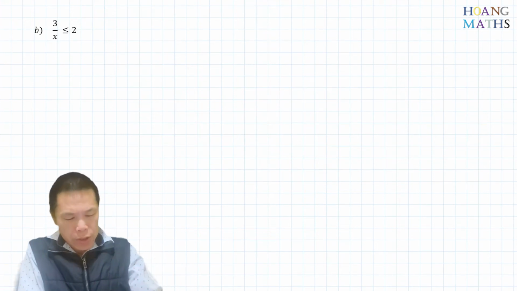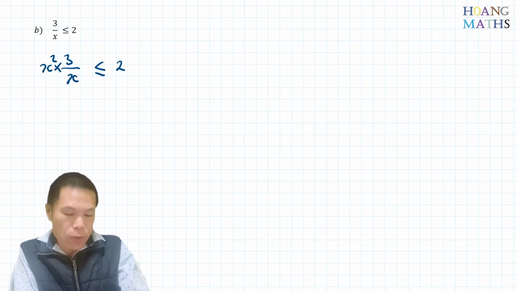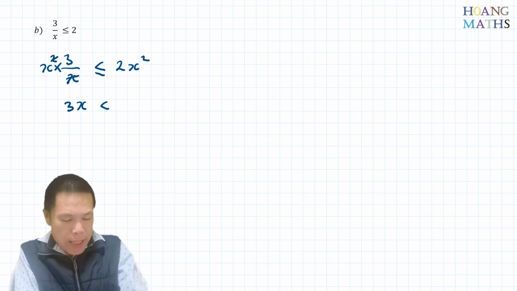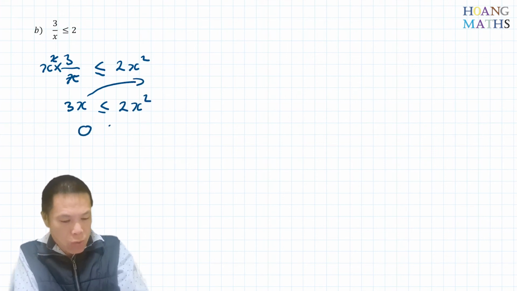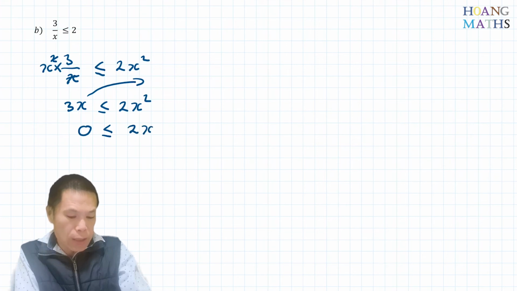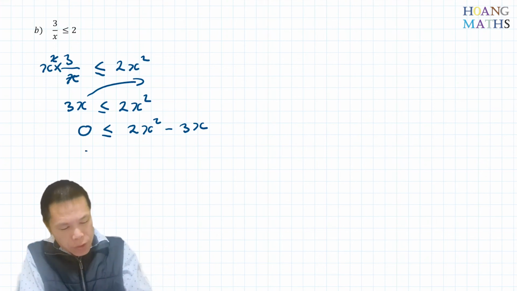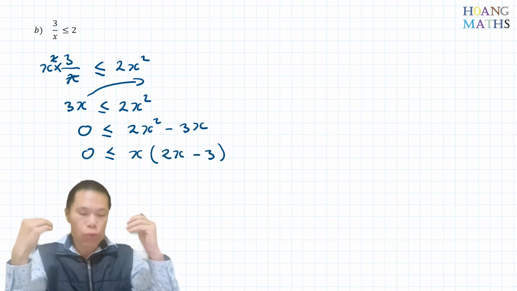Part B. So I times x squared on both sides. So that gives me 3 over x, I just go x squared here, okay? And less than or equal to 2x squared. Then this cancels out. So it gives me 3x less than or equal to 2x squared. I move this on this side. So 0 is less than or equal to 2x squared minus 3x. So now I just factorize it. So 0 less than or equal to, I take the x out, so x times 2x minus 3. Now I just do a quick sketch.